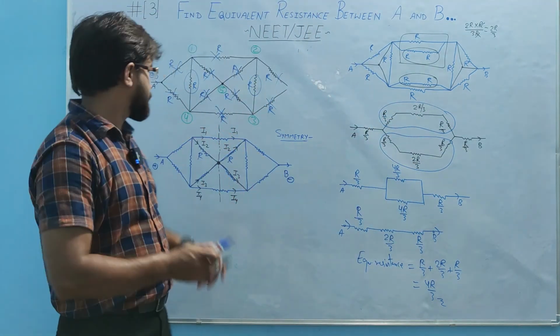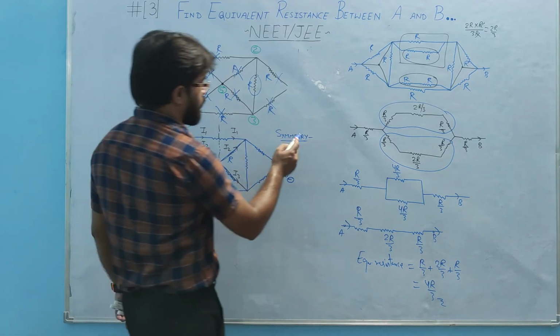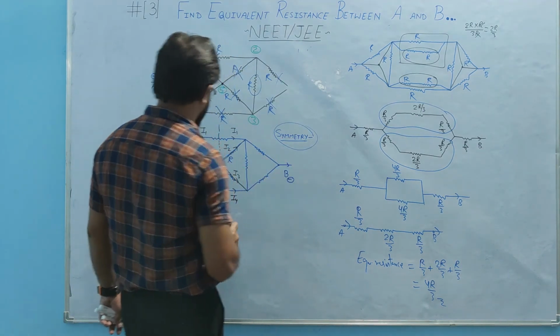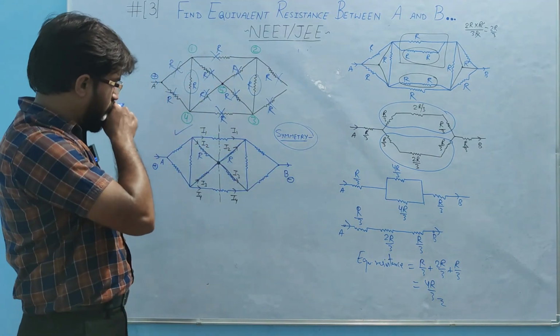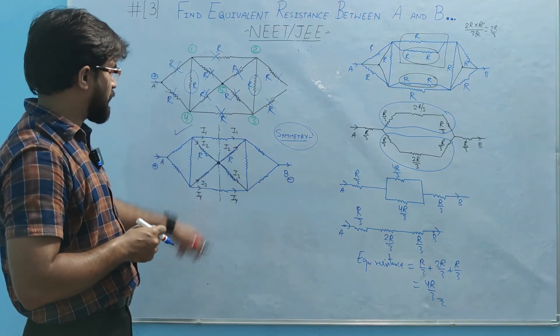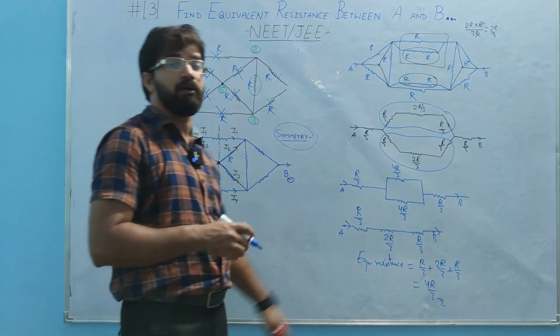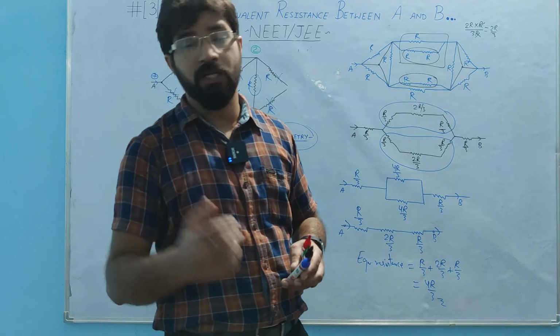Hoping you have enjoyed this. Ultimately we have used symmetry, then we applied the junction removal method, and then the delta star transformation method also.